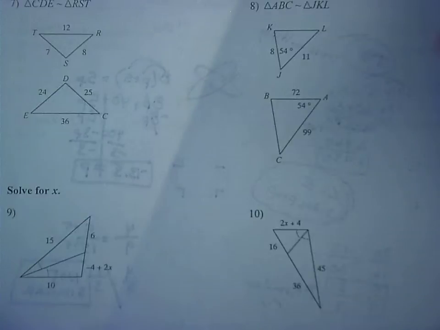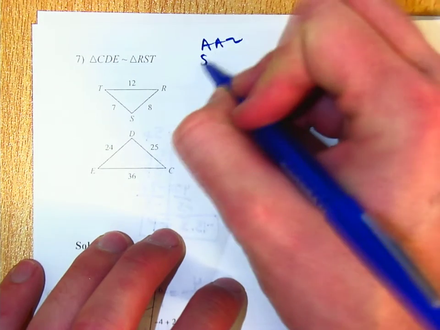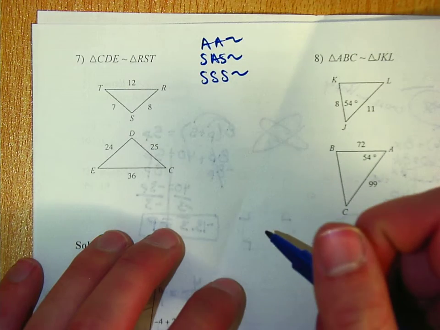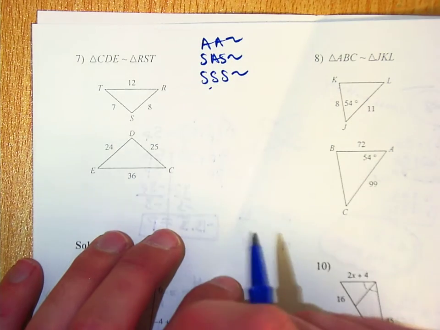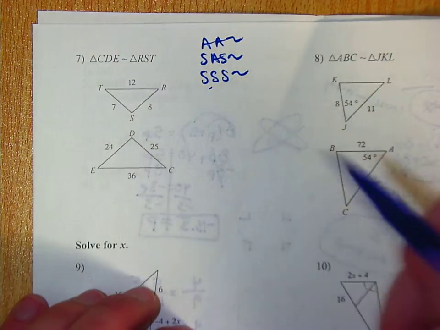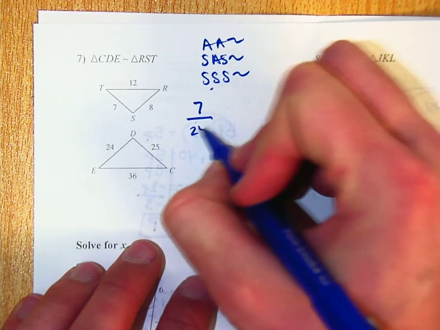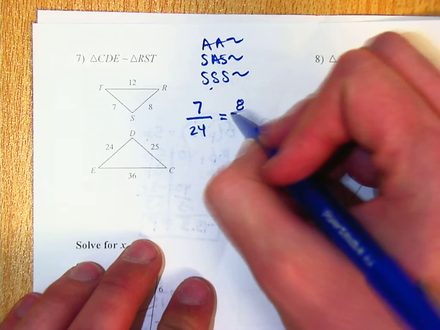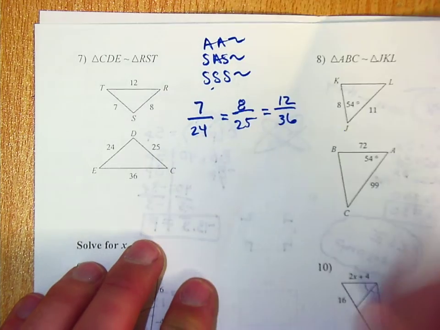Flipping to the next page, page 2, we have number 7. And again, we're looking for these 3 postulates or theorems. So I notice I have all 3 sides, so I'm probably looking for side, side, side. So let's check this out. Shortest side is 7. Shortest side over here is 24. Next longest side is 8 and 25. And last but not least, 12 over 36.